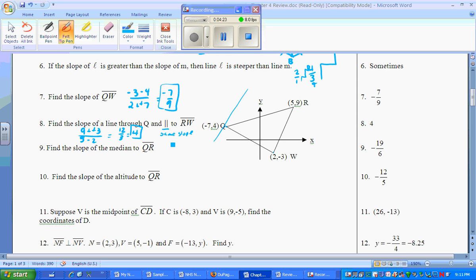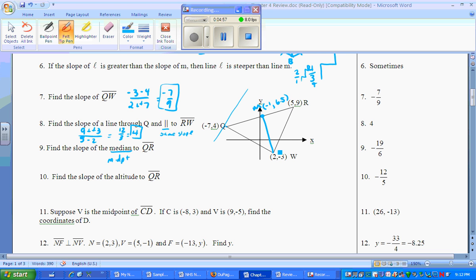The slope of the median to QR. So it goes from W to the middle of QR. Median causes midpoint, so we need the midpoint. So we'll call it M. We need to figure out what M is. We have -7 plus 5, -2 divided by 2, so that's -1. And 9 and 4 is 13. 13 divided by 2 is 13/2, or 6.5.